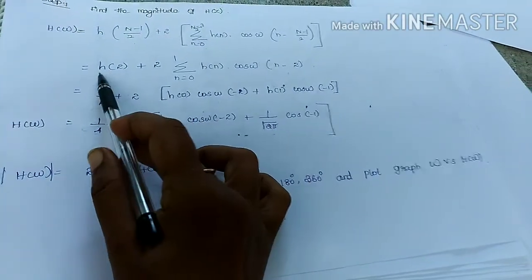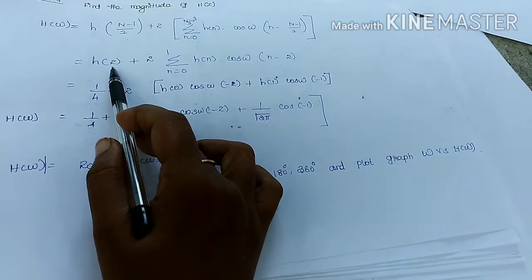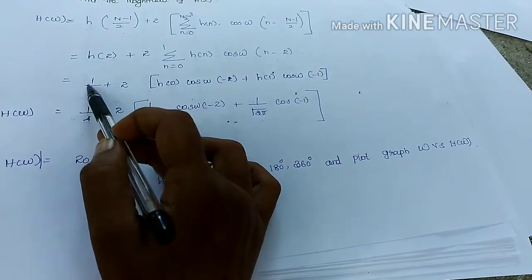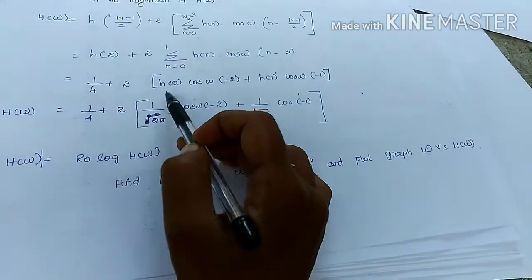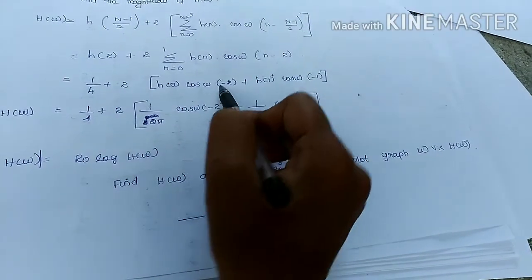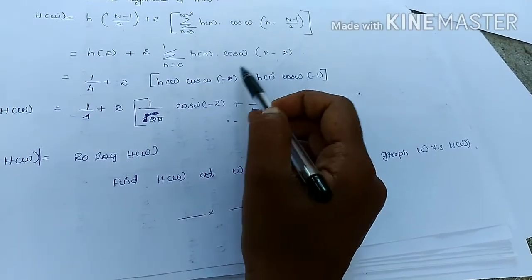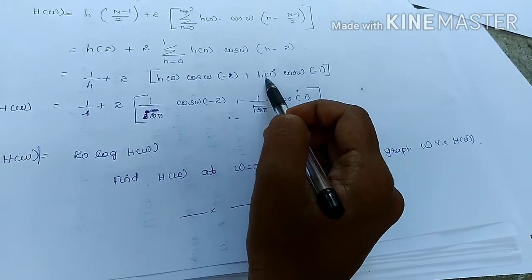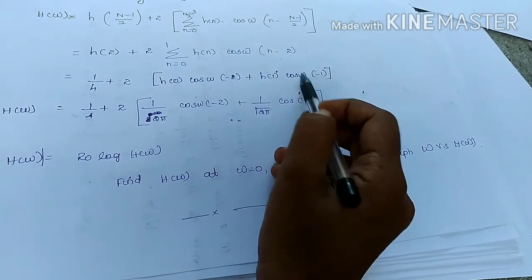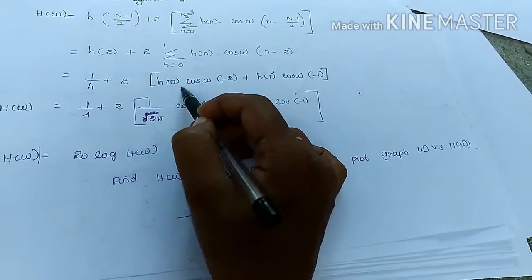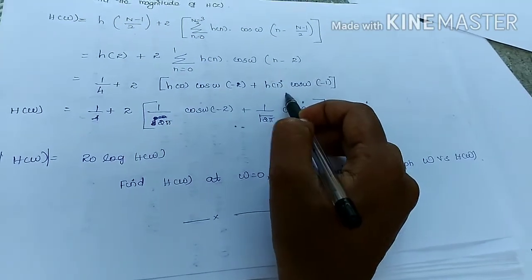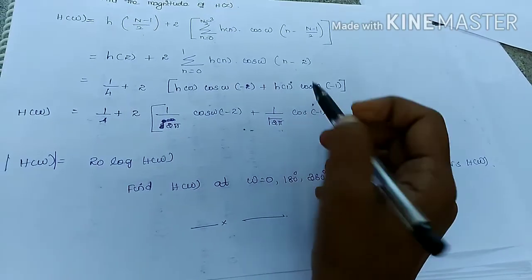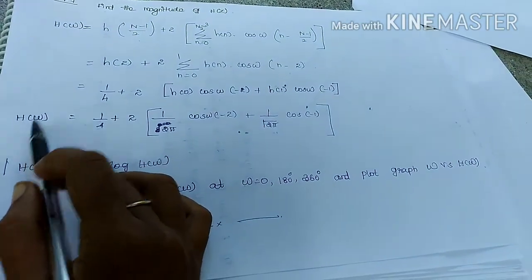So finally h of 2 means, we have already found this answer. So h of 2 means 1 by 4 plus 2 into h of 0, h of omega into, here 0 substitute பண்ணும்போது minus 2 வரும். Then summation expand பண்ணும்போது next term 1. So h of 1 into cos omega into minus 1. So இதெல்லாம் நமக்கு h of 0 னா என்னன்னு தெரியும், h of 1 னா என்னன்னு தெரியும். Just substitute all these items. So finally we get h of omega equal to this.